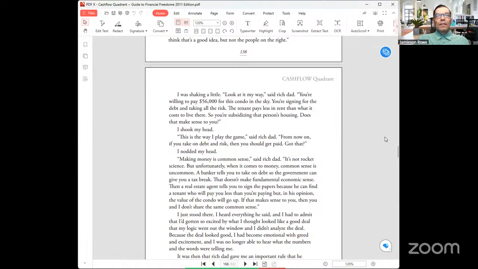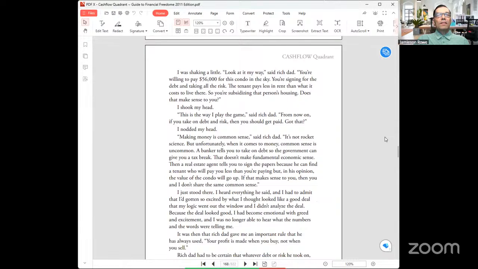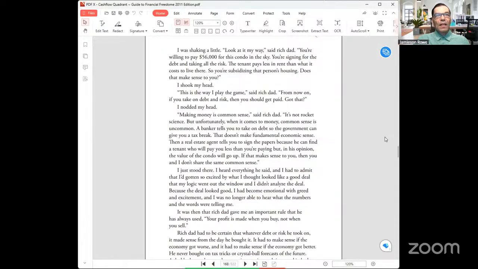"This is the way I play the game," Rich Dad said. "From now on, if you take on debt and risk, then you should get paid for it. Got that?" I nodded my head. "Making money is common sense, Richard. It's not rocket science. But unfortunately, when it comes to money, common sense is uncommon. A banker tells you to take on debt so the government can give you a tax break. Hmm, that's one side of the story. That doesn't make fundamental economic sense."